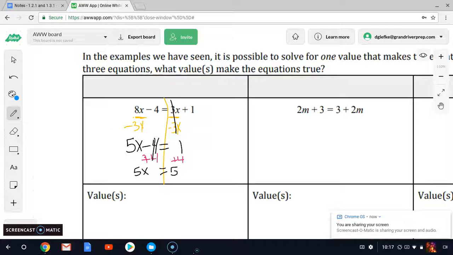Now, the 5 and the x, because they're connected and they're squished together, we know that they're being multiplied. To undo multiplication, we're going to divide both sides by 5. And that is going to give us x by itself, x equals, and then 5 divided by 5 is 1. So we get x equals 1. So our answer, our value of our answer is x equals 1. X can only be 1 to be the correct answer. No other number is going to work. So for this, there is only one solution.